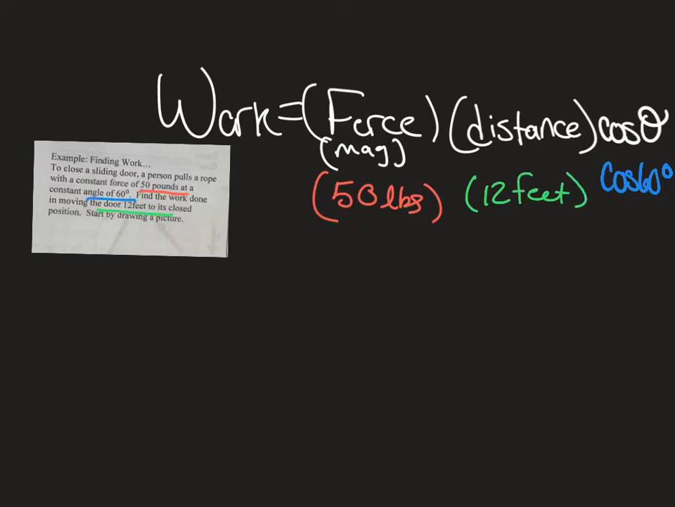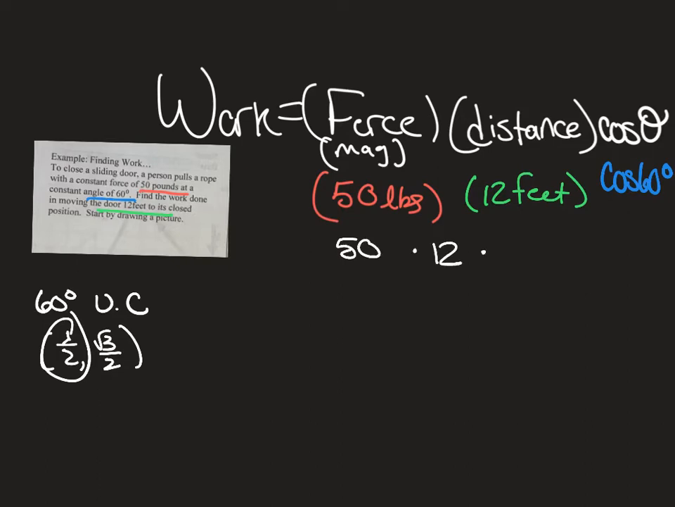So all we really have to do is multiply these three things together. You can use your calculator. I'm going to use my knowledge of the unit circle. At 60 degrees on the unit circle, the ordered pair there is 1/2, √3/2. And since I'm doing cosine, I'm going to use the 1/2 value. So I have 50 times 12 times 1/2, because cosine of 60 is 1/2.